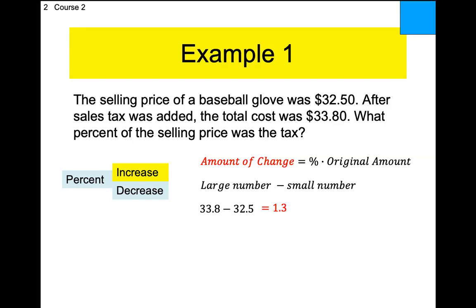Percent, that's what they're asking. So I don't know what it is. What was the original amount? 32.50. And I just see this is pretty easy. That's not that hard. You just divide those. This is the easiest of the easy. So what are we dividing? 32.5.